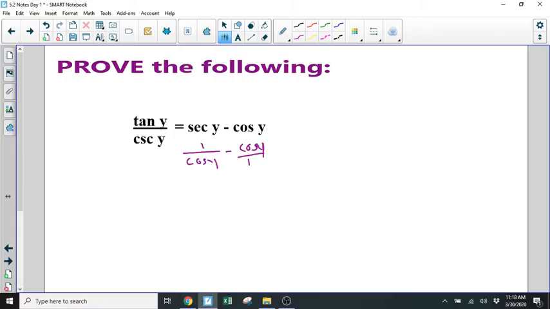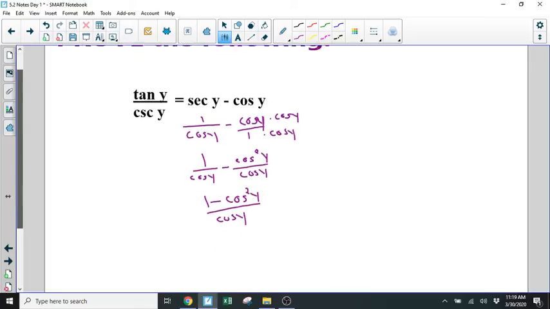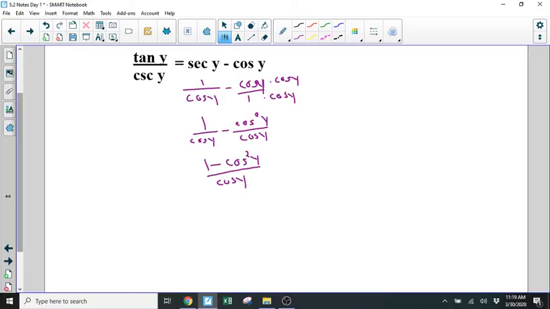And I'm trying to put these together to be one fraction. So I'm going to get a common denominator. Our common denominator is going to be cosine. So I would multiply that second fraction by cosine y, top and bottom. And cosine times cosine is cosine squared. And so now I can add those together, keeping them over my common denominator. And I can replace the numerator with our Pythagorean identity, 1 minus cosine squared is sine squared.